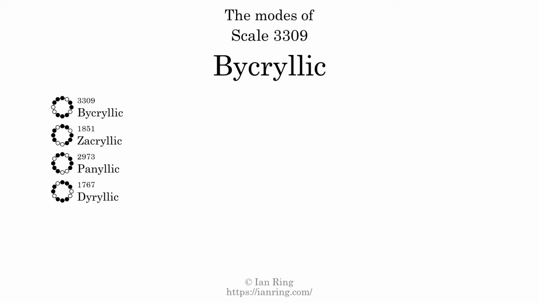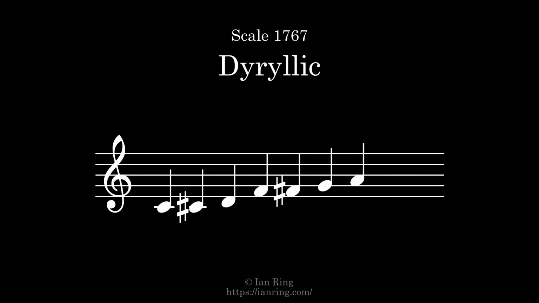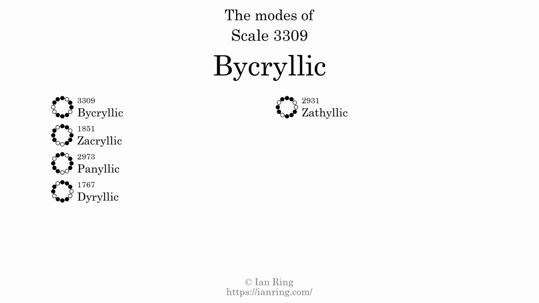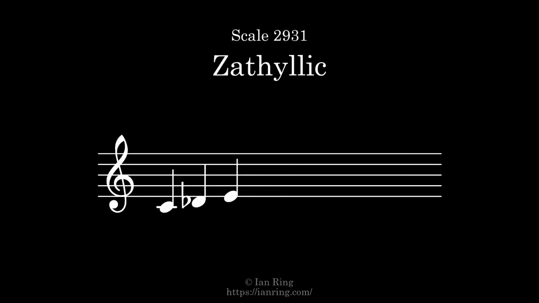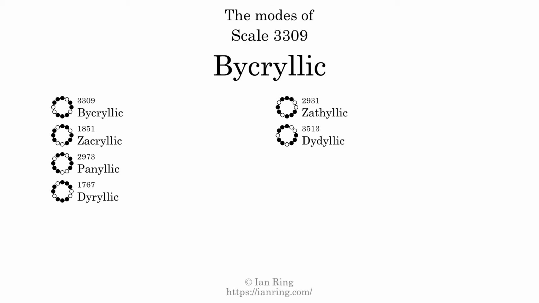The fourth mode is scale 1767, also known as Dyryllic. It sounds like this. The fifth mode is scale 2931, also known as Zethyllic. It sounds like this. The sixth mode is scale 3513, also known as Didyllic. It sounds like this.